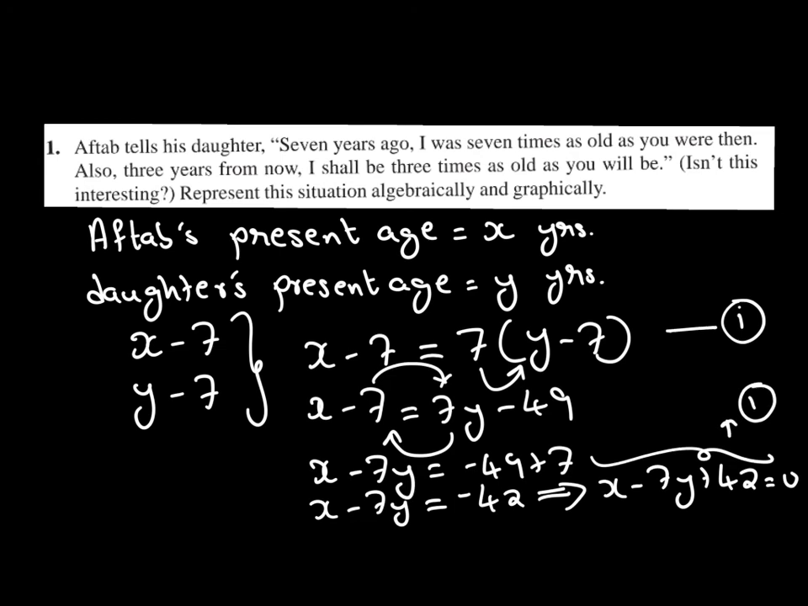Now the second part of the problem, 3 years from now. So if Aftab's age is x now, 3 years later it will be x plus 3 and his daughter's age will be y plus 3. I shall be 3 times as old as you will be. So let's see how we represent this part of the equation.